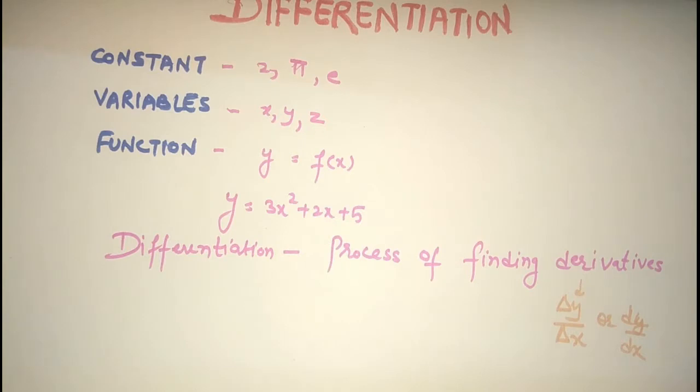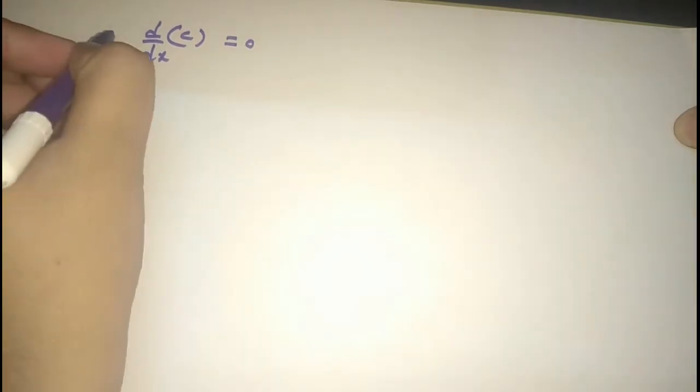So let's see how we can find the differentiation, or how we can find the derivatives. Always remember that the derivative of a constant term, let it be c, is always 0. Like if I want to find the derivative of 5, then it is always 0. This is the first thing.